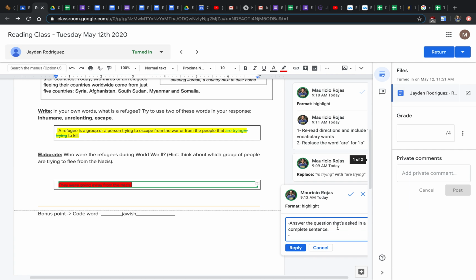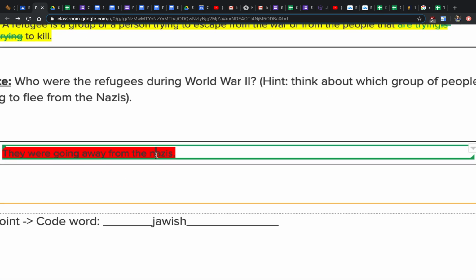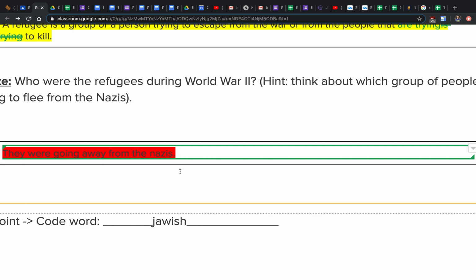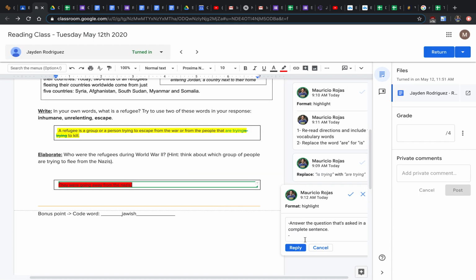And I'm also going to add this. He wrote here they were going away from the Nazis. And I see that that word Nazis right here, we can zoom in, is lowercase. But Nazis is a name. And anytime you have a name, we have to make it uppercase. So, edit for capitalization. In parentheses, hint, names need to be capitalized. That's also a hint that the correct answer is going to be a name, a group of people.